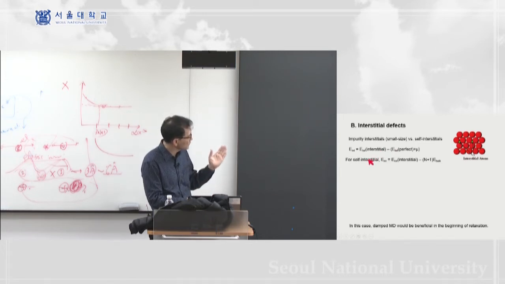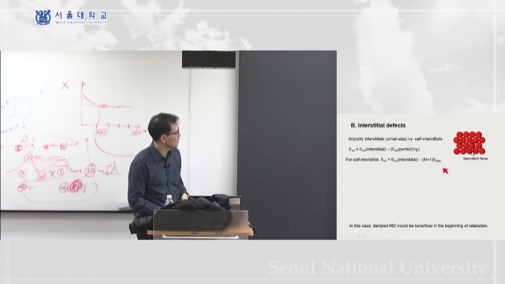In the case of the self-interstitial, the interstitial atom is the same as the original host material. In this case, mu is equal to the energy of the perfect crystal. So it's simply (n+1) times the bulk energy over the atoms in the crystal, or the energy of the atoms in the crystalline state. All right.